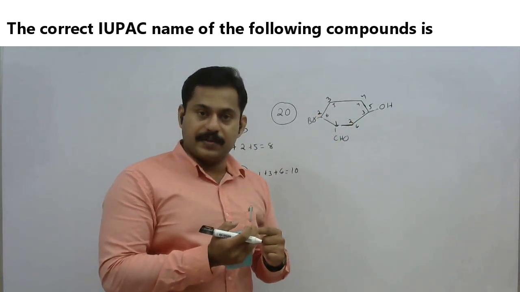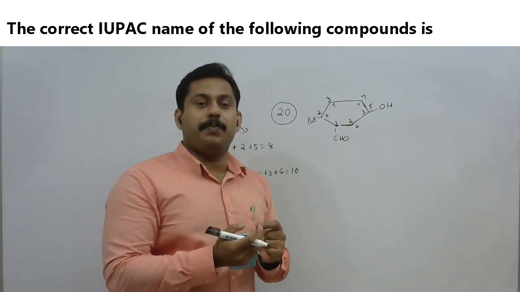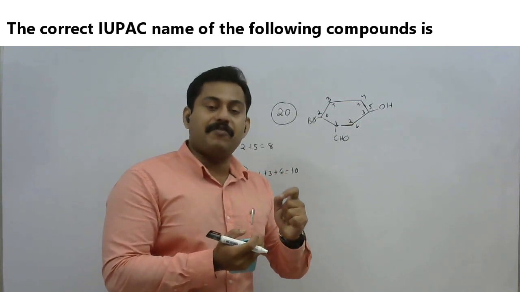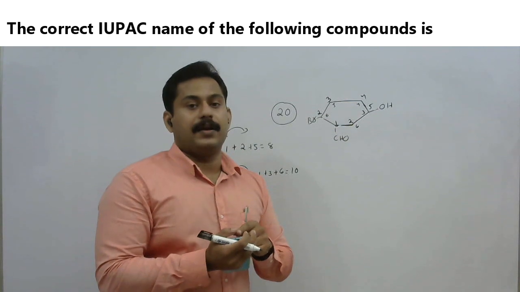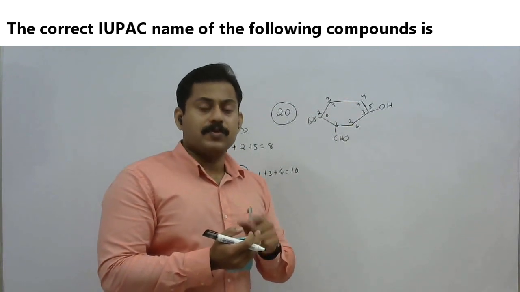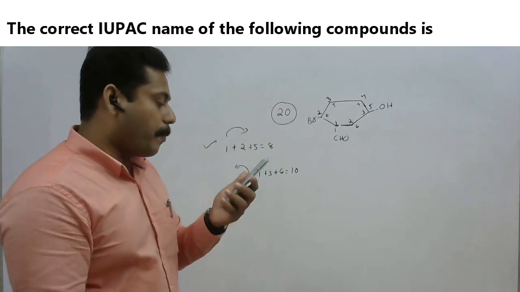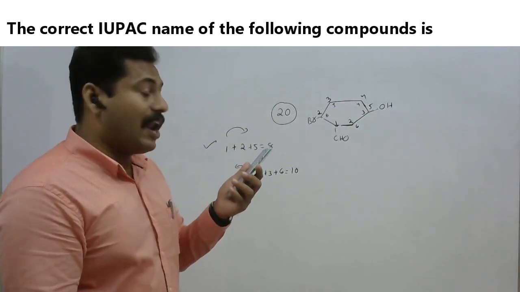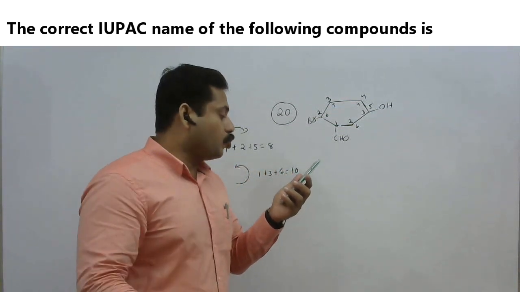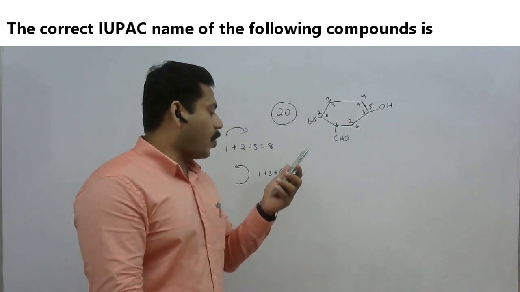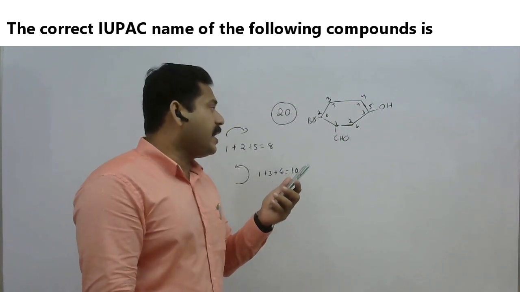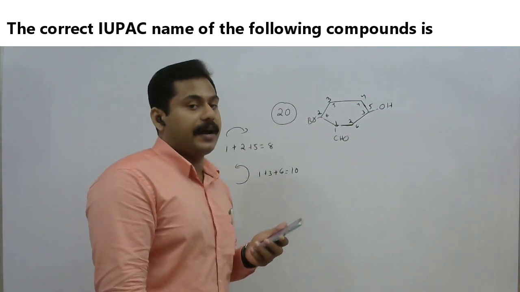Now one more rule is there. Whenever the CHO group is connected to a ring, we have to use the term carbaldehyde. Correct? So that also we have to remember. So what about the correct name? You can just go for the option there. 2-bromo, alphabetical order we have to write. So 2-bromo-5-hydroxycyclohexanecarbaldehyde. That will be the correct answer.